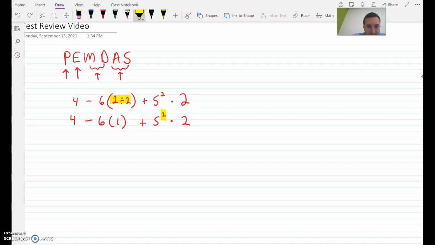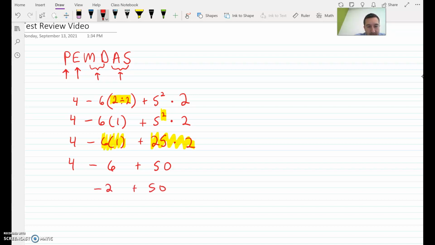The second thing we need to do is this, exponents. So 4 minus 6 times 1 plus, voila, 5 squared, 25 times 2. Now there's no more exponents, so we move on to multiplication and division. We're going to do this at the same step. Okay? So 4 minus 6 times 1 is 6, plus 25 times 2 is 50. Booyah. And now we're down to addition and subtraction, and we just go left to right. 4 minus 6 is negative 2, and negative 2 plus 50 is 48.